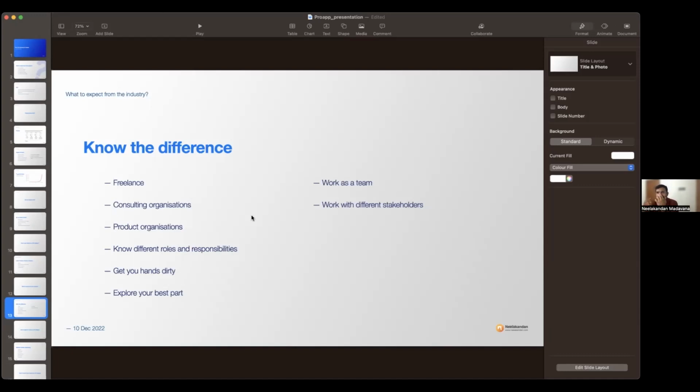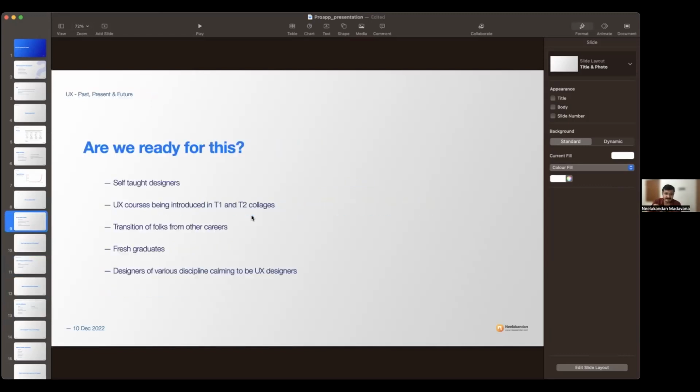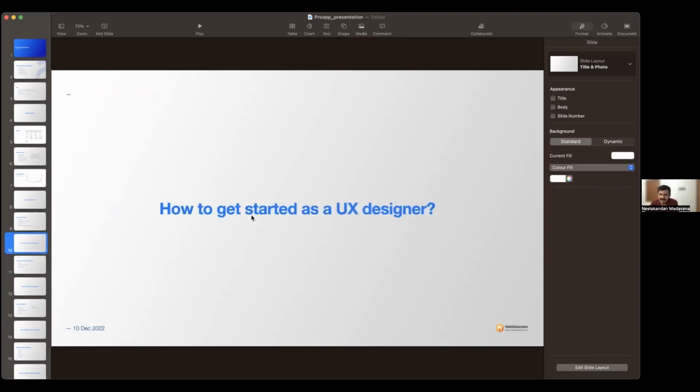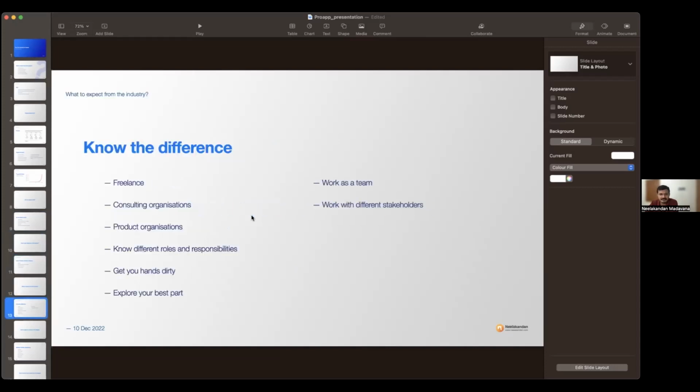And yeah, so when working in all these things, freelance, consulting, or product, or whatever area that is, what you have to keep in mind is definitely know the role and responsibility. Also, if you are in any of these streams, you are self-taught, or you are entering from a college, or transitioning from one job to another, or you're a fresh graduate, anything of that sort, you always want to make sure that you do whatever comes your way, or get your hands dirty with whatever comes.